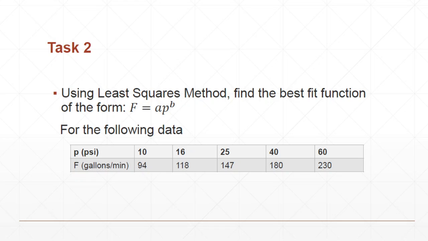We are given some data points here which we'll use to find the constants A and B. We'll transform this data so that we can use the linear regression formula that you saw in task 1 to find the constants A and B here. So let's start working on this one now.